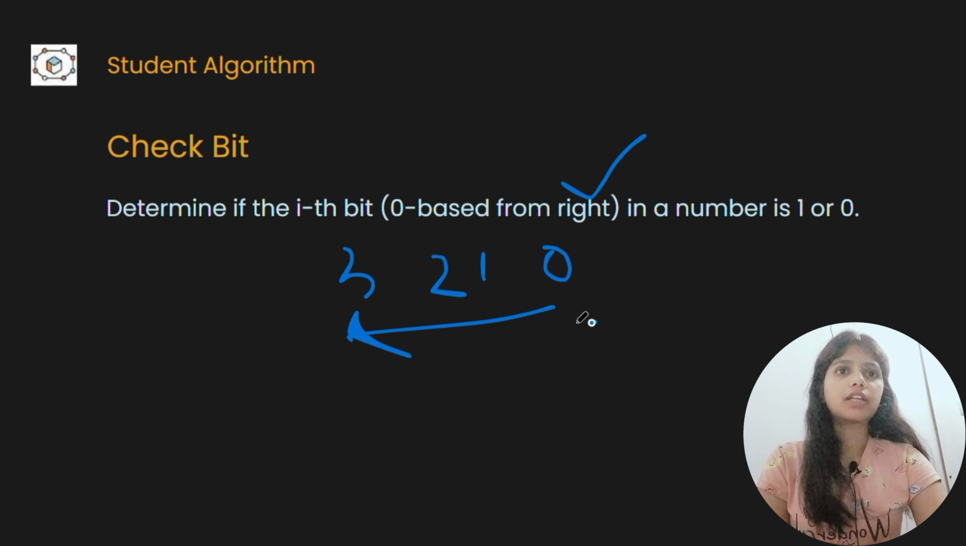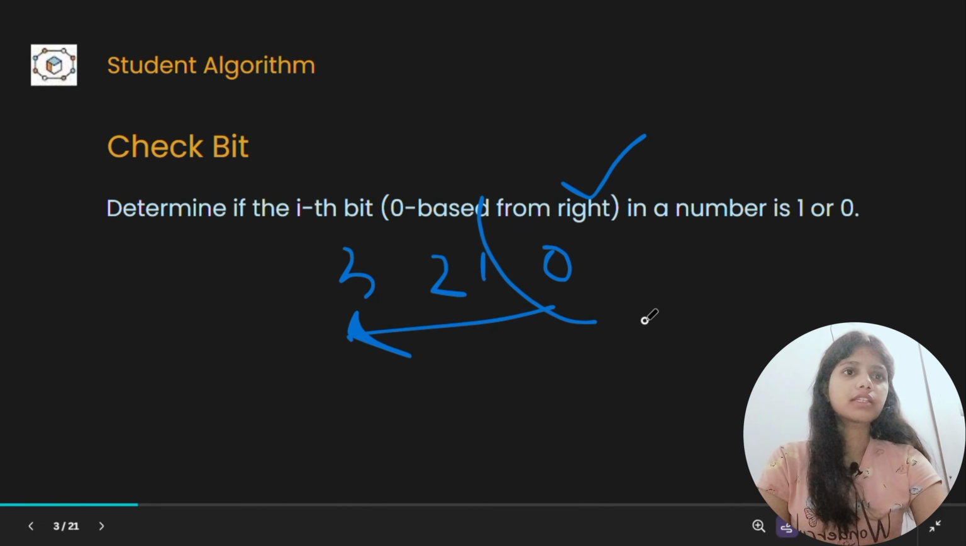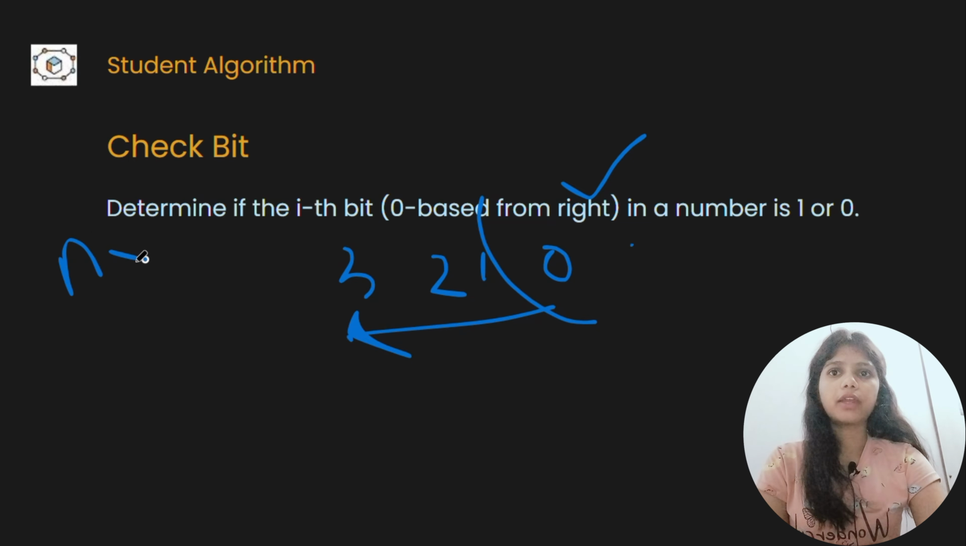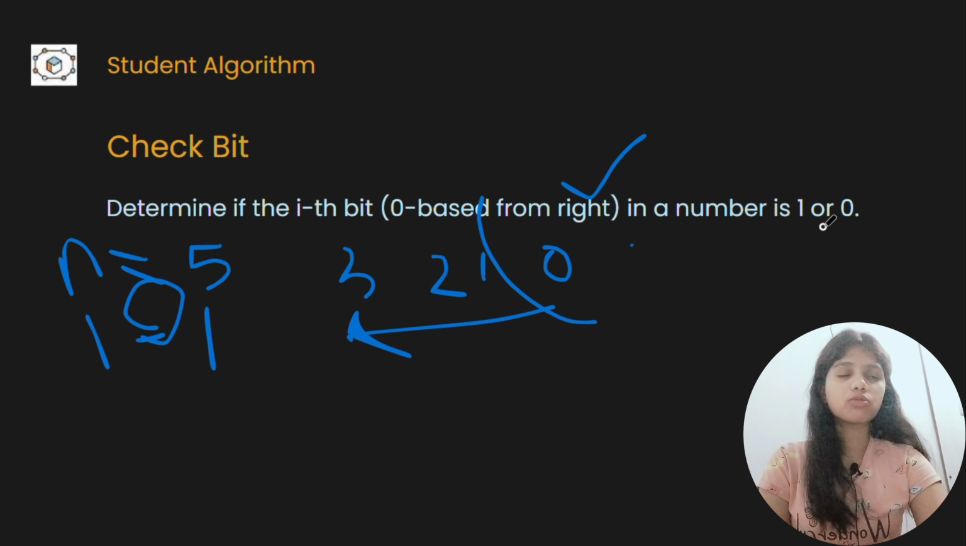Let's consider some n value here. Let's consider the n value as 5. So now we have 1 0 1. We need to determine if the ith bit, 0 based from the right, in the number is 1 or 0. We just need to know whether the number is 0 1 0 1.